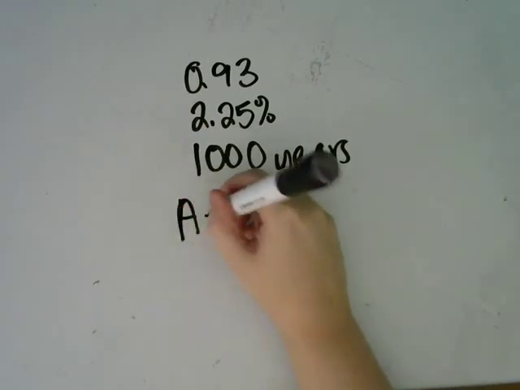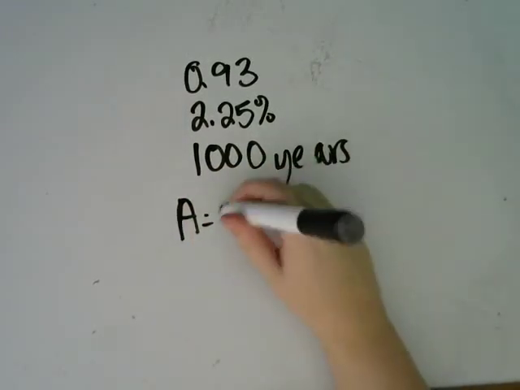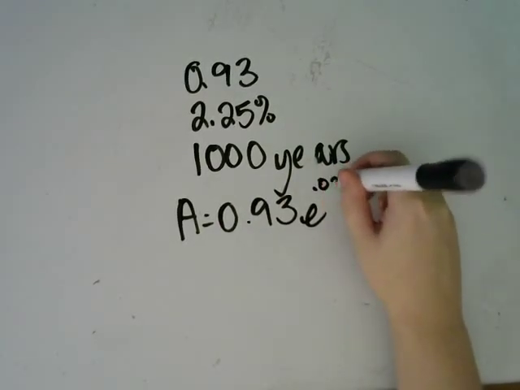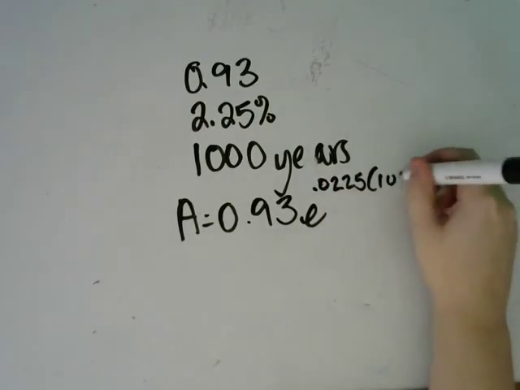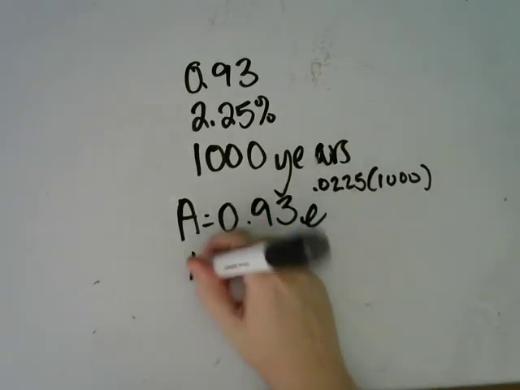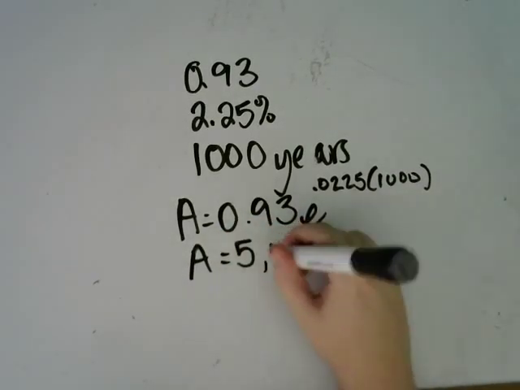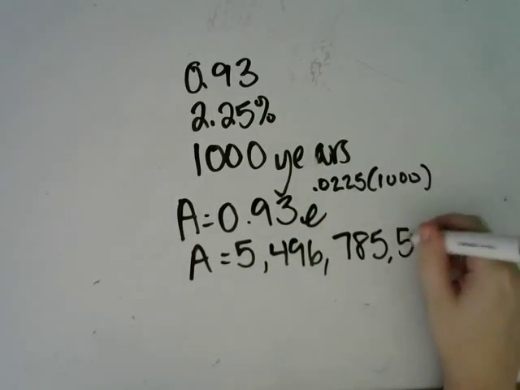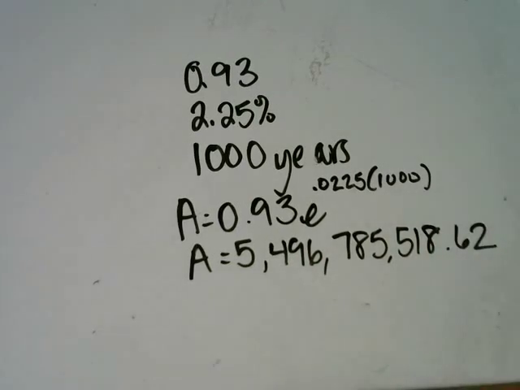So we're going to be using the compound continuous function with an initial balance of 93 cents and a rate of 0.0225 for 1,000 years. And we find that Fry has $5,496,785,518.62.